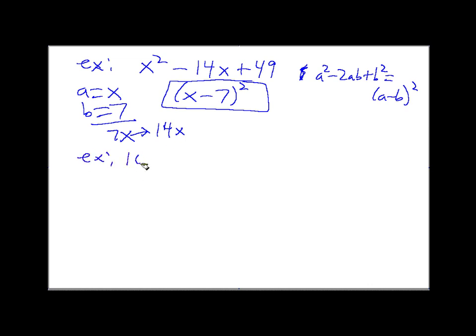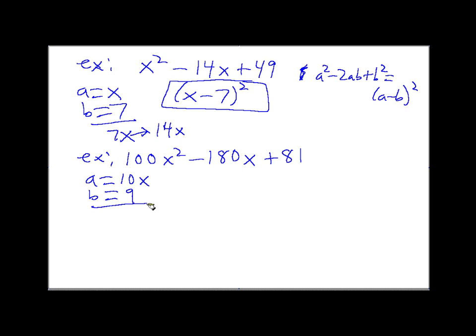All right, let's look at this one. Let's look at 100x squared minus 180x plus 81. Okay? Again, look at the first term, look at the last term. Are these perfect squares? And the answer is yes, they are. So what's A again? Once you recognize that that's perfect square, let's go ahead and identify A and B. If A squared is 100x squared, what's A? 10x. I hope you see that. What's B if B squared is 81? Well, it's going to be 9.